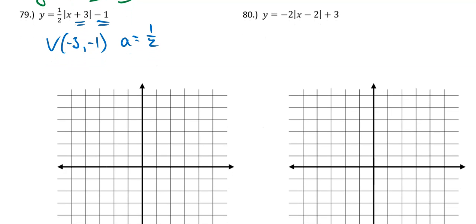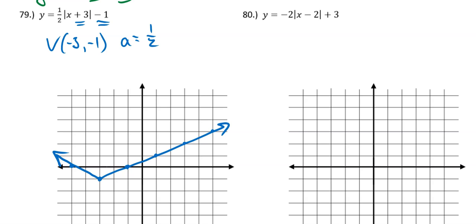So the vertex of (-3, -1) is right here. This thing opens up with a slope of 1/2, so up 1/2, but I do the same thing, up 1/2, in the other direction as well. I'm creating a V that opens up with a slope that's generally 1/2. And so I keep that going. And there it is. There's my V. There's my absolute value, okay?